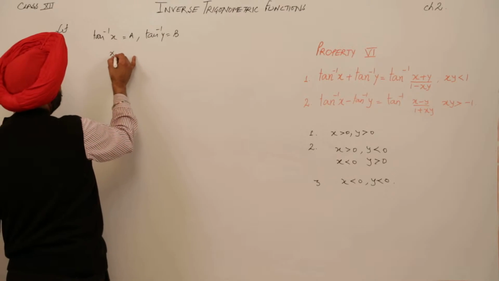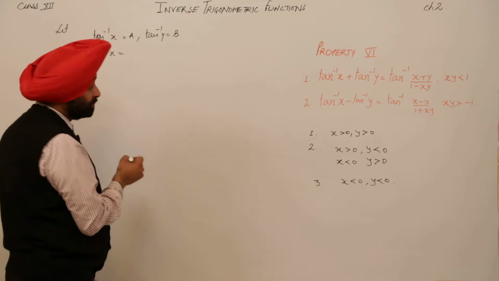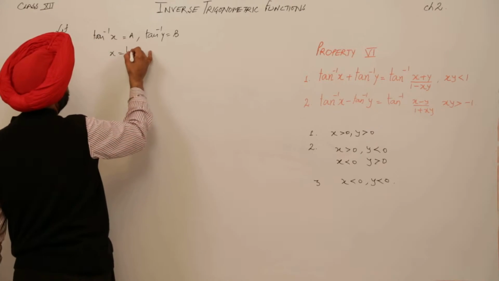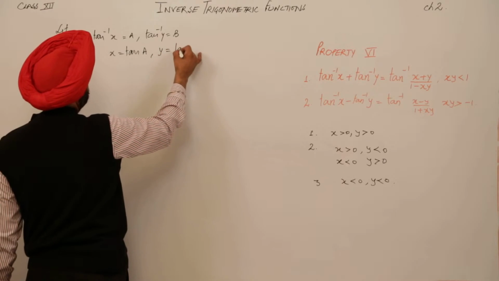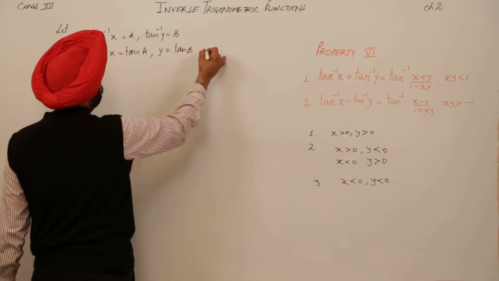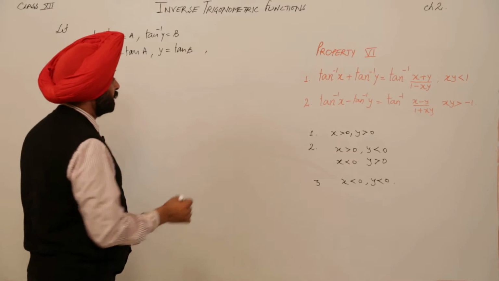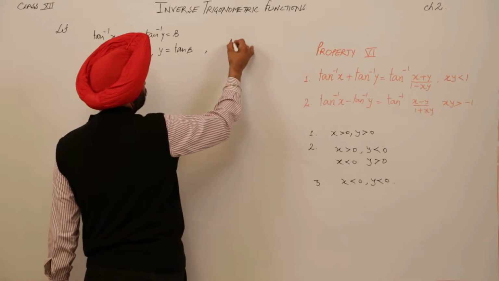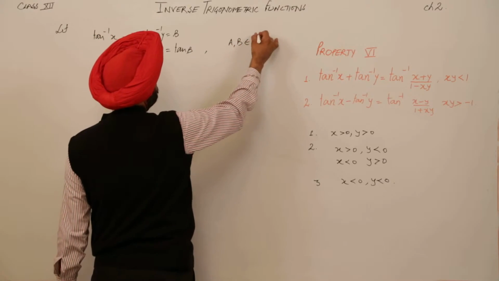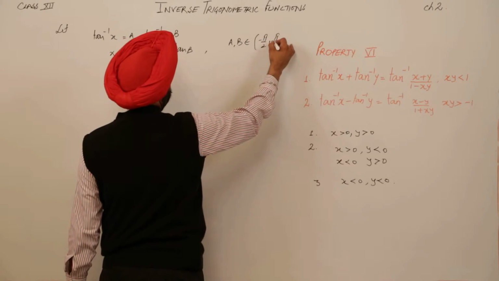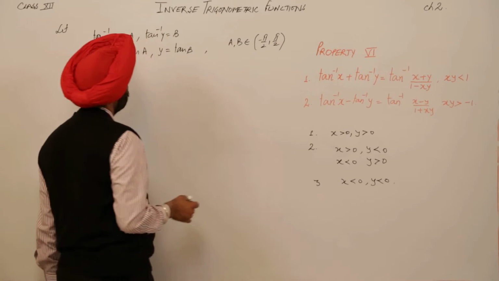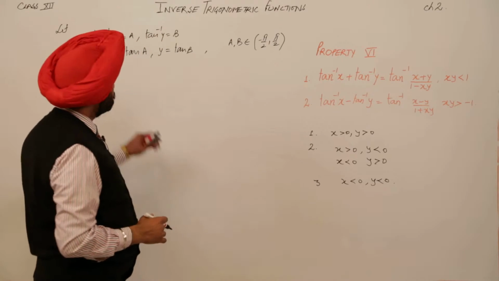Now according to our definition, what does x become? x becomes tan A and y becomes tan B. And what about the angles A and B? Here A and B both belong to minus pi by 2 to pi by 2. Okay, so now this is the thing.